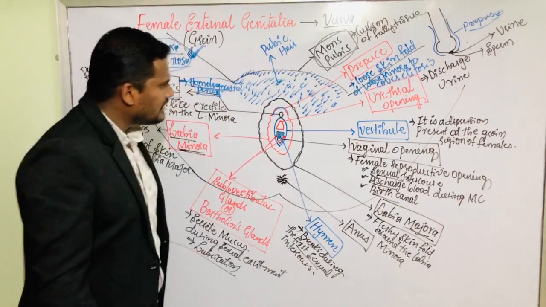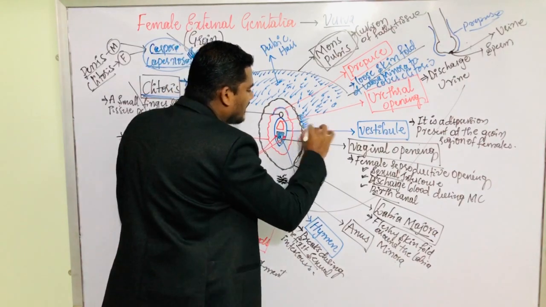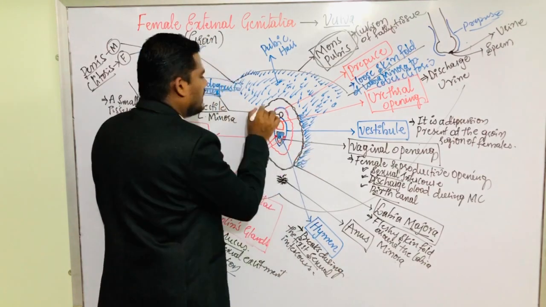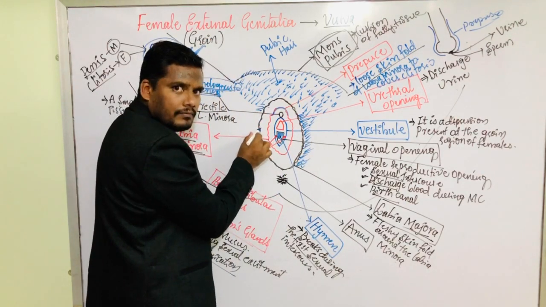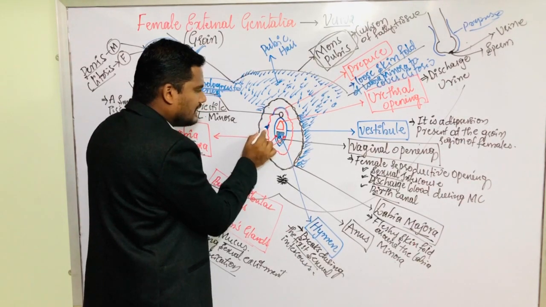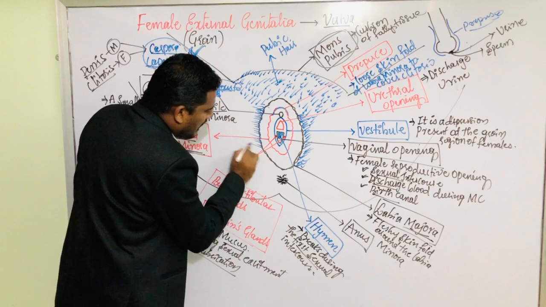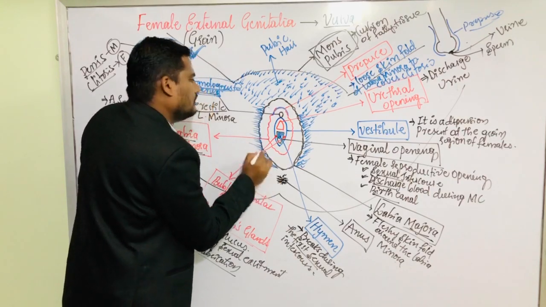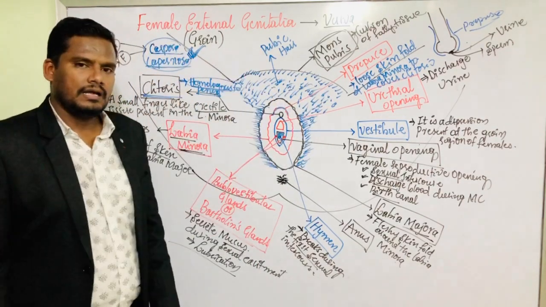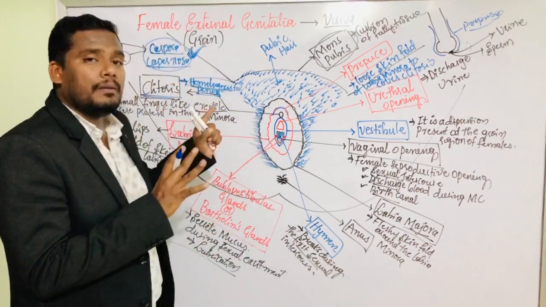And these pubic hair are not only present in the mons pubis, but also on the lateral side of the labia. Is it labia majora or minora? This is labia majora and this is labia minora. Towards the lateral side of the labia majora, there are pubic hair. This is how the external genitalia appears in the female reproductive system.